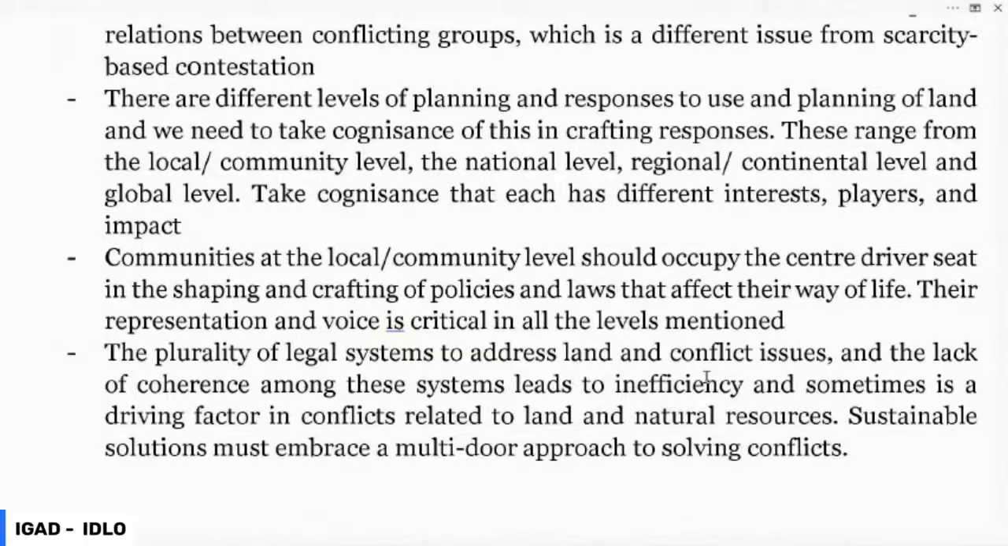And this point was mentioned countless times by almost all speakers who spoke on this issue, and they need to ensure coherence between formal and informal justice systems. And the phrase that was thrown around a lot is a multi-door approach to administration of justice.